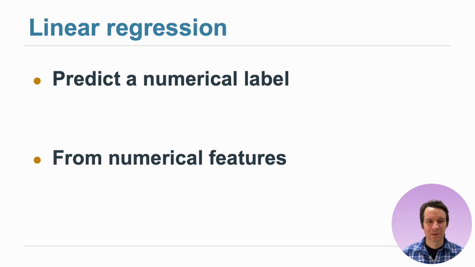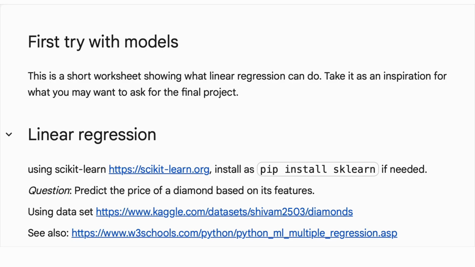Linear regression is a model that will predict a numerical label. So a label is a number, you want to predict a number, and the features that it can use must also be numbers. Right? So it is a map from several numbers to a number. Models will first try to do linear regression. This is one of the inspirations for what you may have as a question for your final project.